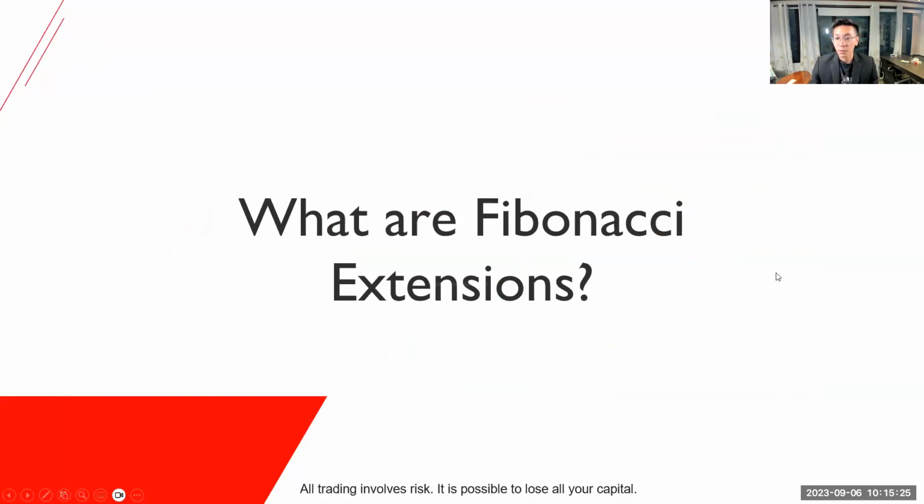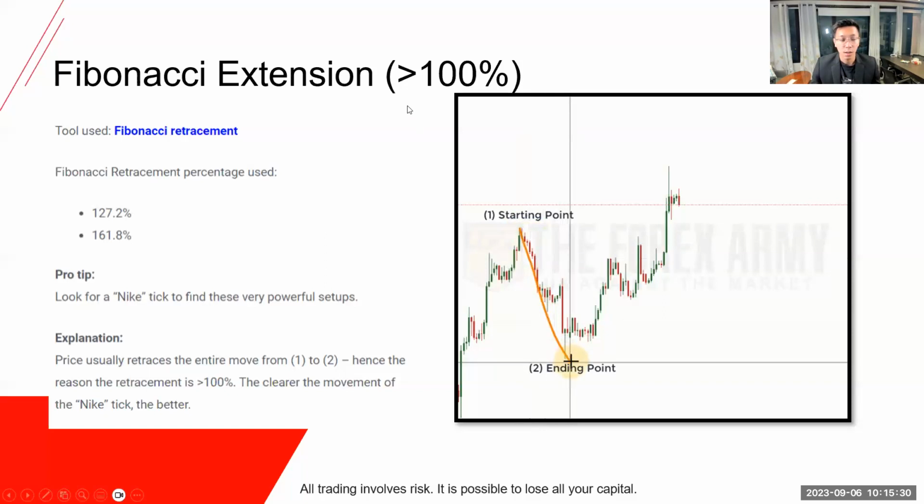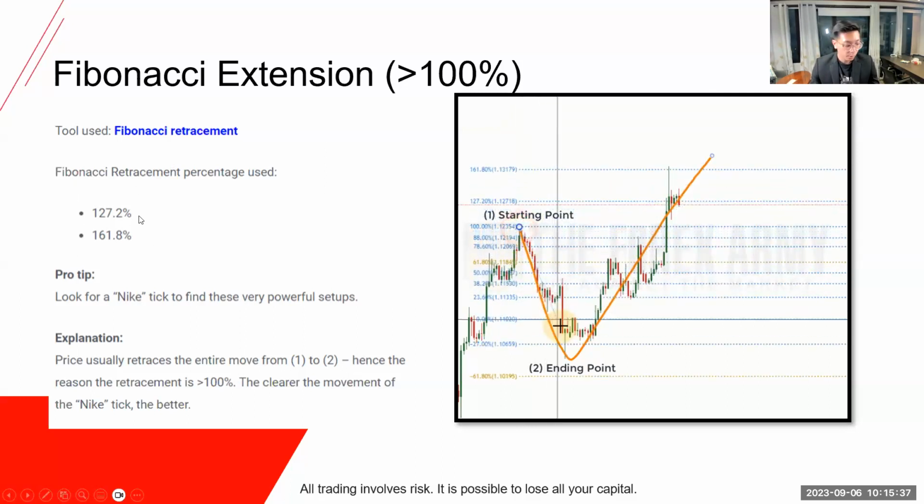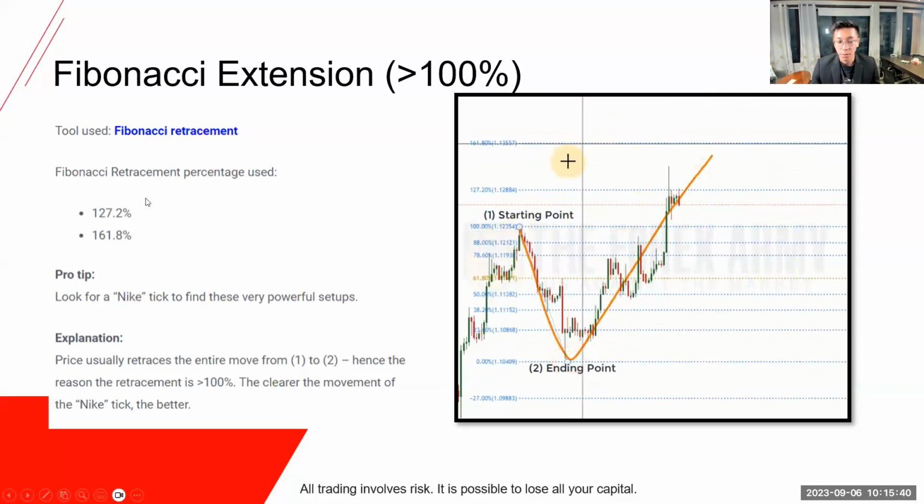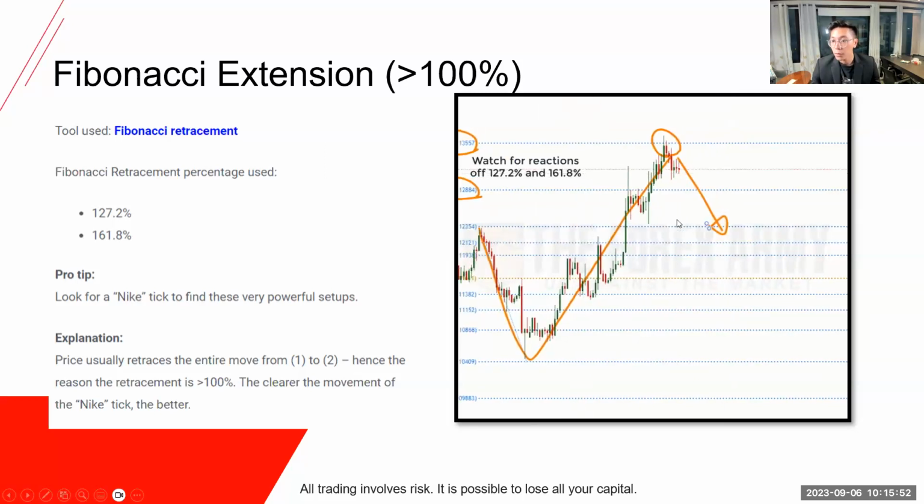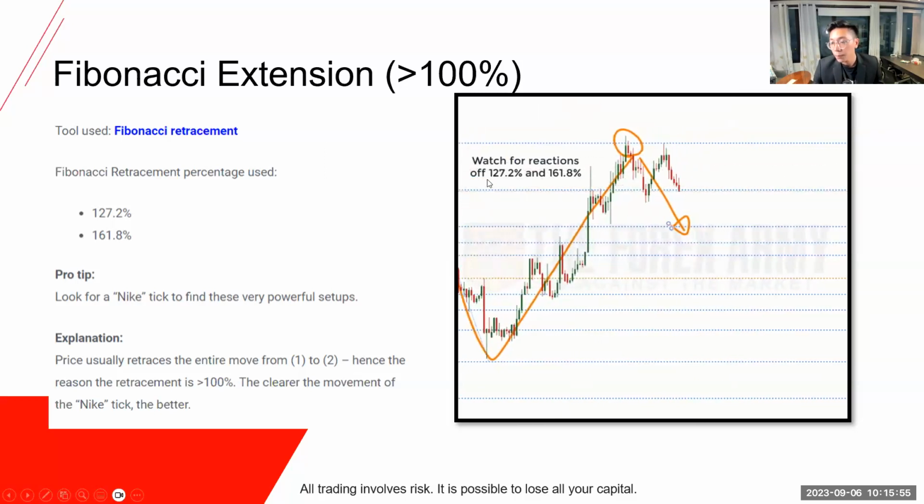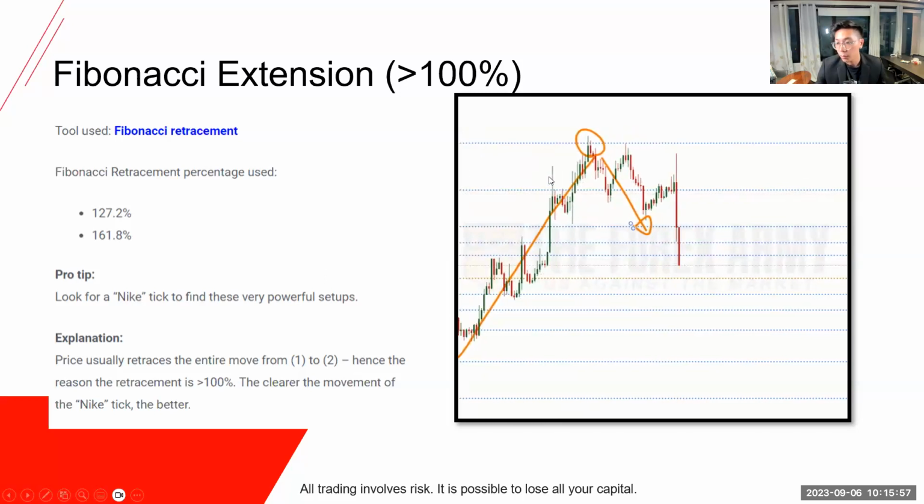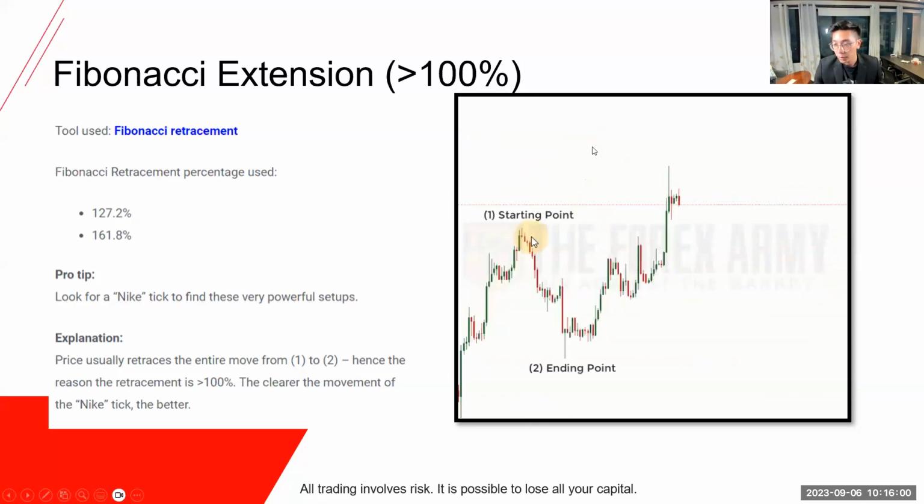So what are Fibo extensions? Fibo extensions are above the 100% level. The two that are used would be 127.2 and 161.8%. You should always look for a Nike tick to find these very powerful setups. You can see a Nike tick right here. Once it goes past the 100% level, you should watch for reactions at the 127.2 and 161.8 in this GIF over here.